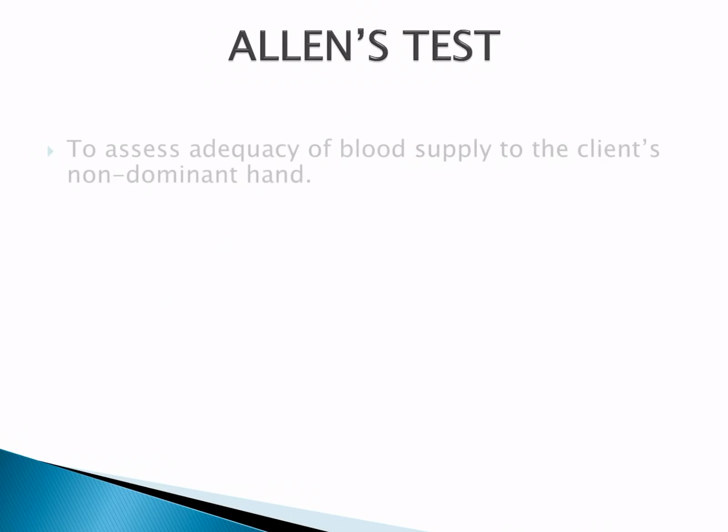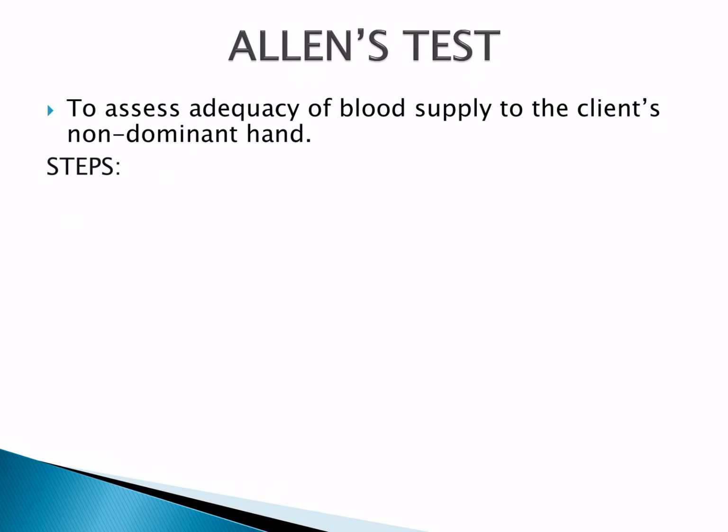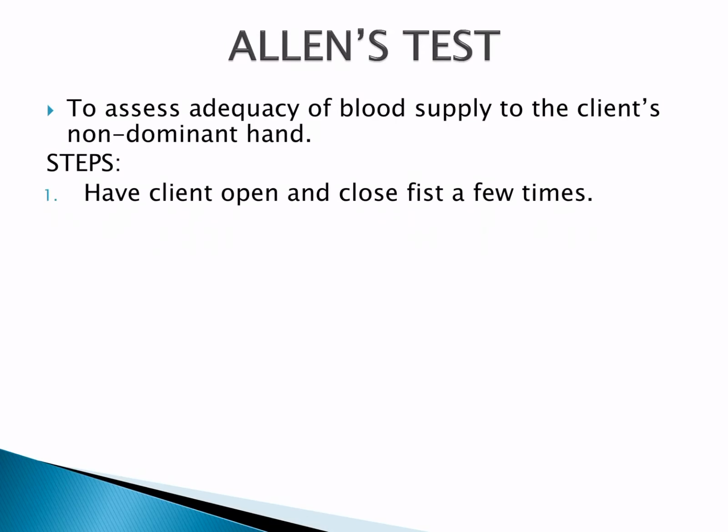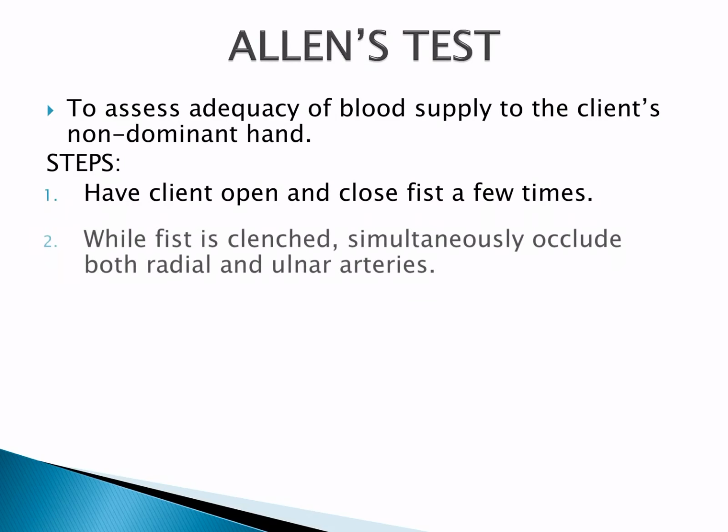So we have here Allen's test. The main indicator of your Allen's test is to assess adequacy of blood supply to the client's non-dominant hand. Before you perform your ABG, or before the extraction of arterial blood, you have to perform Allen's test first. So the steps are, first, have the client open and close the fist a few times.